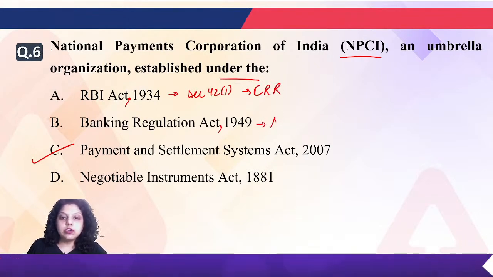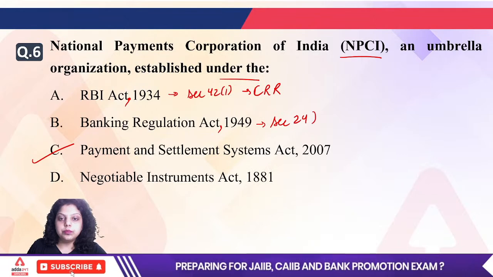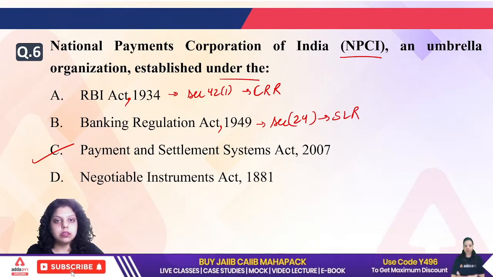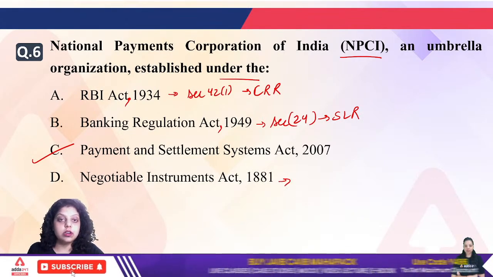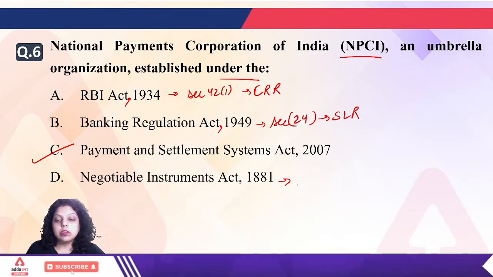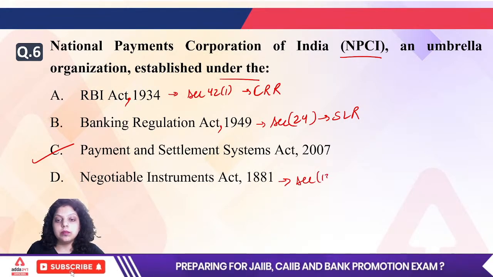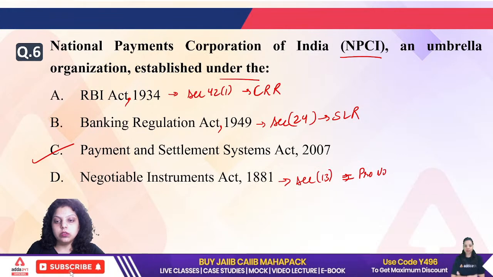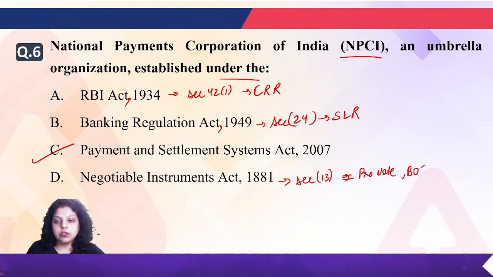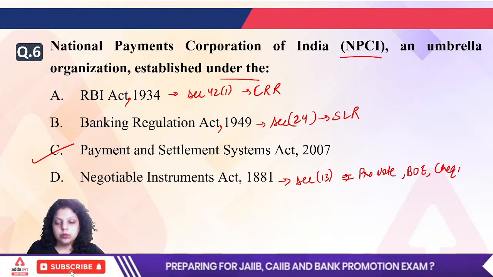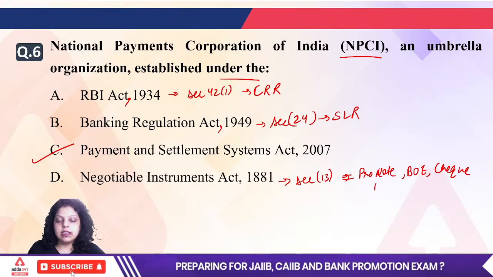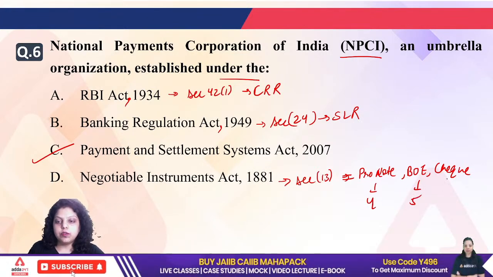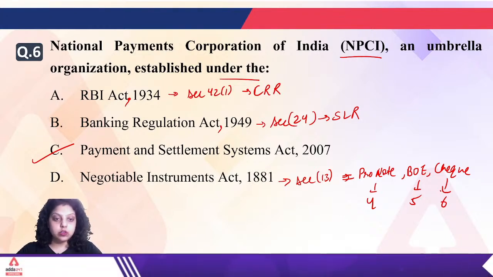Under the Banking Regulation Act, section 24 defines SLR. The Payment and Settlement Systems Act defines all transactions related to payment and settlement. The Negotiable Instruments Act, section 13, names three negotiable instruments: promissory note, bill of exchange and cheque. Individually these are defined under section 4, section 5 and section 6. Also, the holidays of banks are defined under the Negotiable Instruments Act.